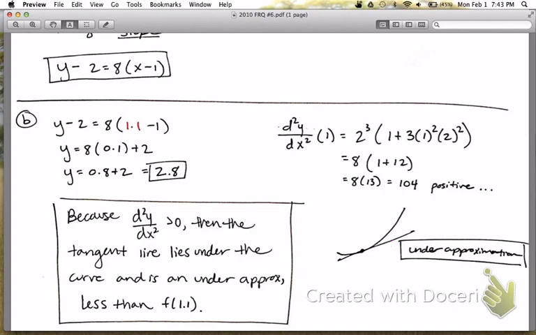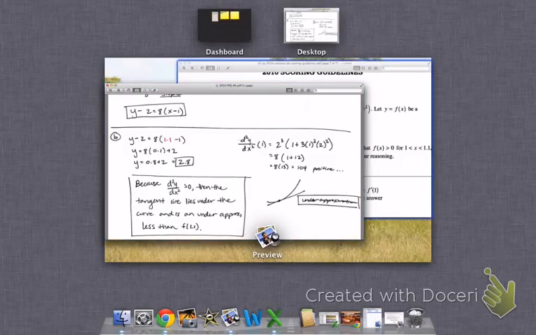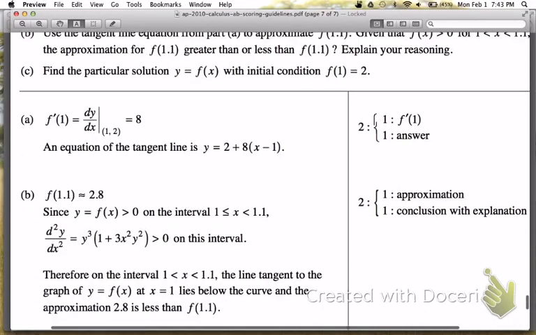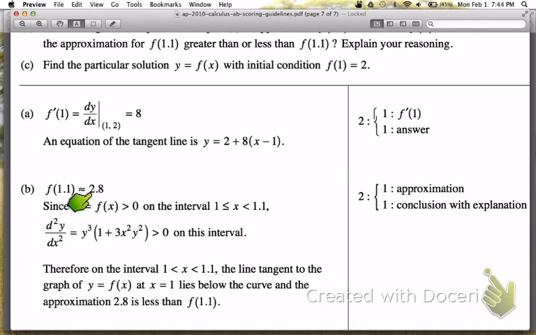Alright, so from there, let's see how many points that was worth. That was also worth 2 points. So you get 1 point for getting the approximation of 2.8 and 1 point for your conclusion. So again, look, they said that because f of x is positive, then that implies the second derivative is positive as well, but I think that should be double prime. So it says, therefore, on the interval, the line tangent to the graph of f lies below the curve, like we just drew, and the approximation 2.8 is less than f of 1.1, like we just said.